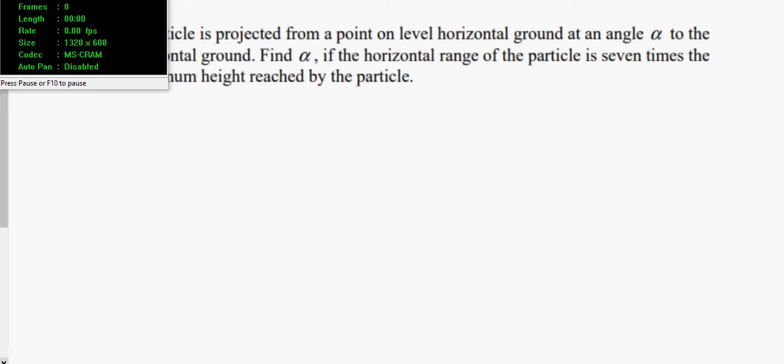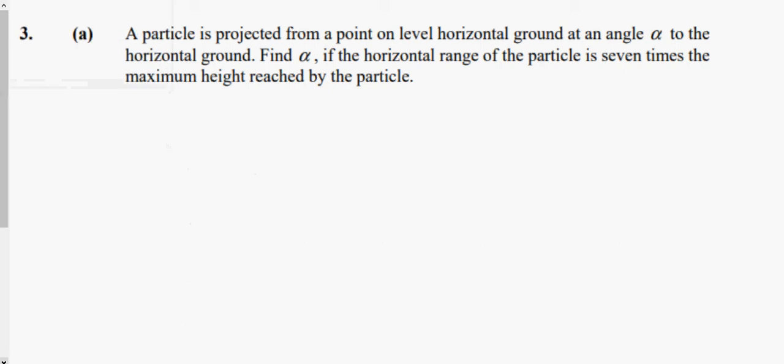Okay, a particle is projected from a point on level horizontal ground at angle alpha to the horizontal. Find alpha, given that the horizontal range is 7 times the maximum height reached by the particle. Now, it's going to be quite a shallow angle, because if you throw it really high, the height is going to be much greater than the distance.